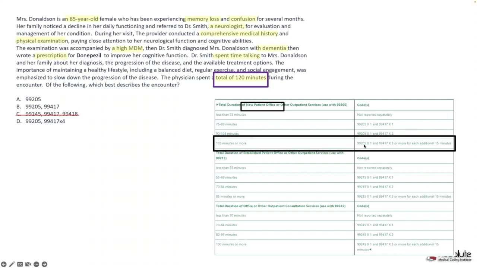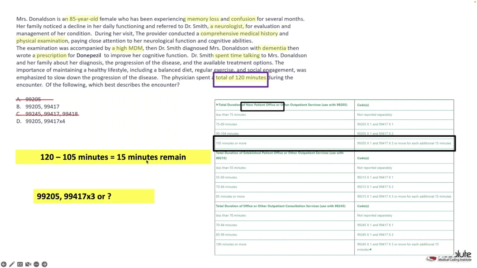And it gives us 99205 and 99417 times 3 or more for each additional 15 minutes. So let's go ahead and document. We've got 15 minutes remaining. So if we document 120 minus 105 minutes, that leaves us with 15 minutes. So we know we can code 99205, at least that, and 99417 3 times. We know we can do that.